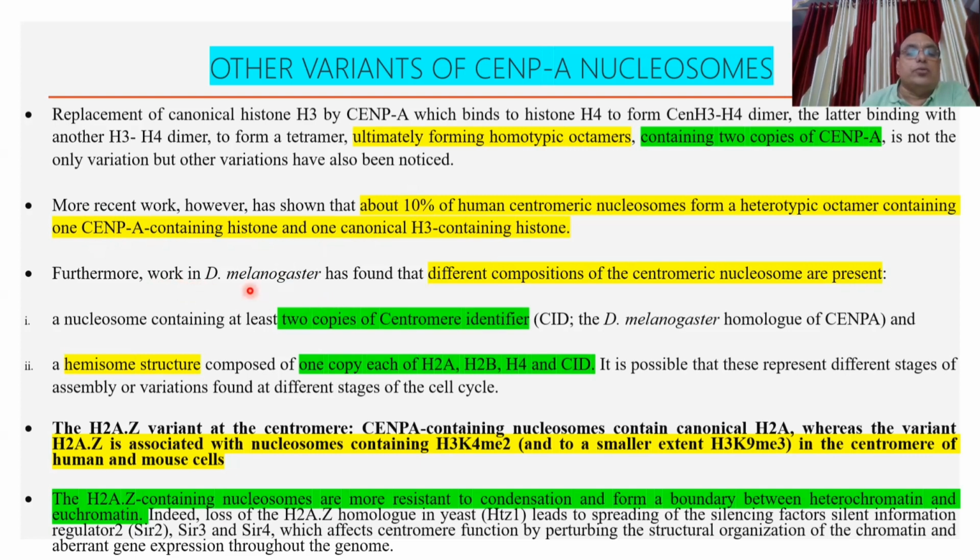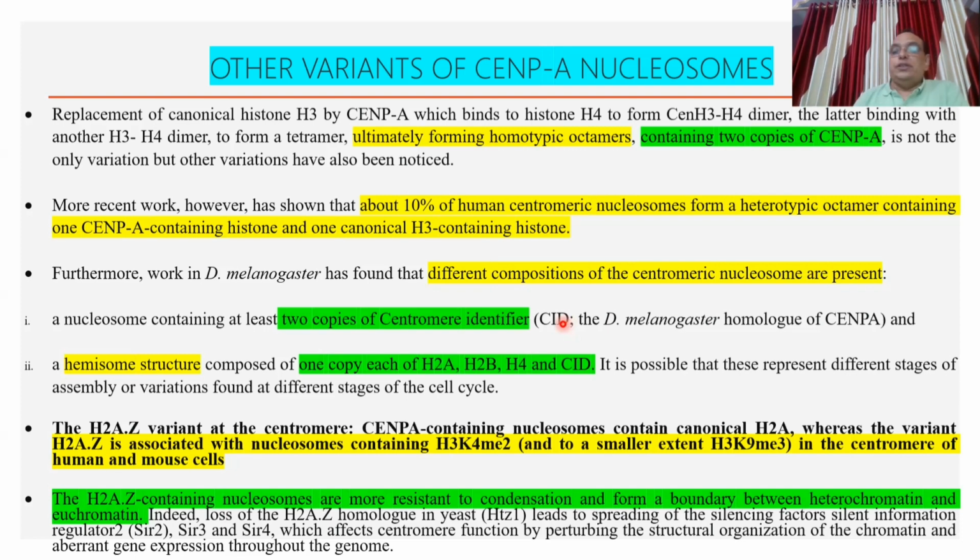Furthermore, work in Drosophila melanogaster has found that different compositions of centromeric nucleosomes are present. A nucleosome containing at least 2 copies of centromere identifier. This is CID. Some of you have raised the question about what is CID. So CID is nothing but the variant of CENP-A. That is, CID is the CENH3 of Drosophila melanogaster, the homologue of CENP-A. So in the case of human, what is CENP-A? In the case of Drosophila melanogaster, it is CID.